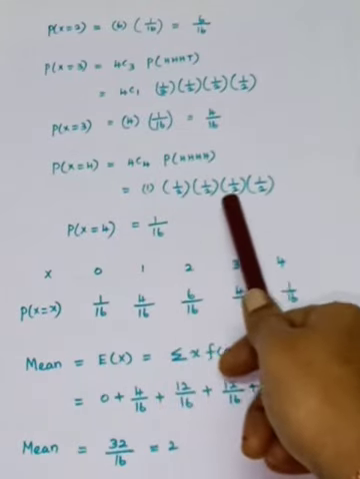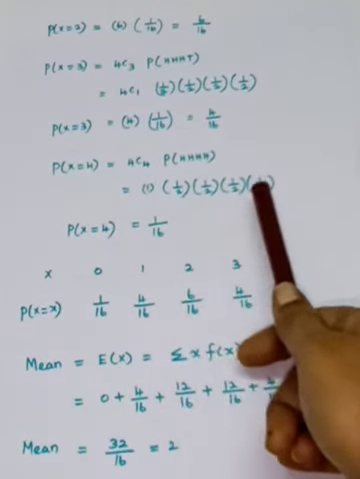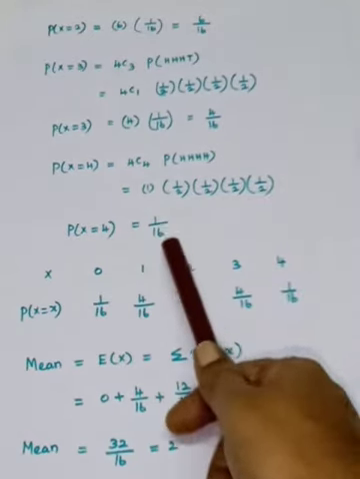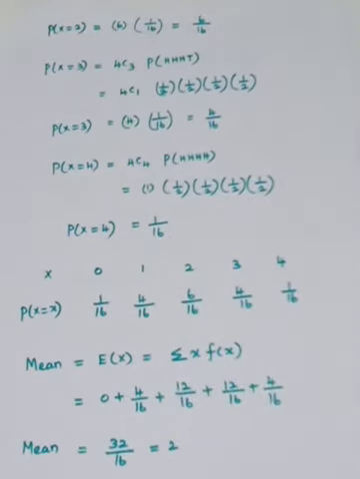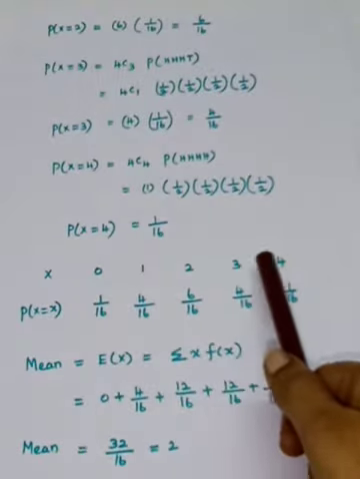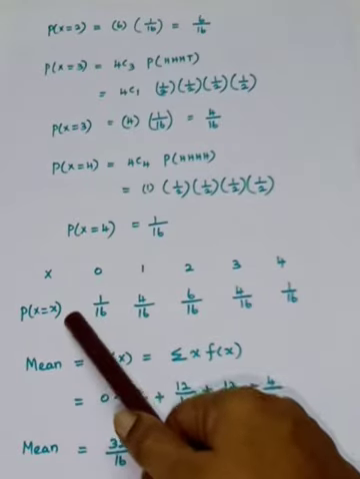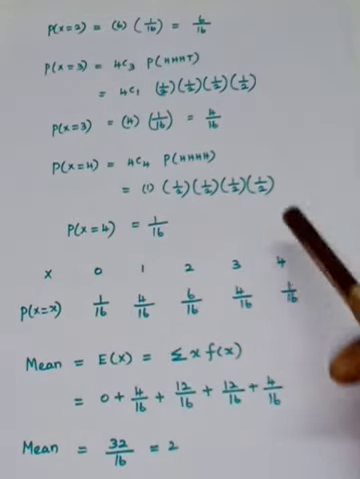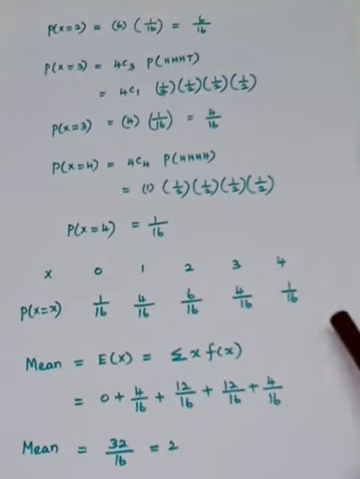So whose probability is 1 by 2, 1 by 2, 1 by 2, 1 by 2. So that is equal to 1 by 16. So we have written the probability mass function. In the first row, you have written the values of X: 0, 1, 2, 3, 4, and P of X is equal to x. What are the results we have found? We have tabulated them. So this is the probability mass function.